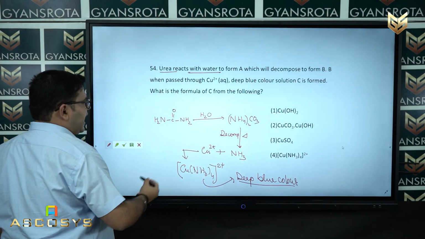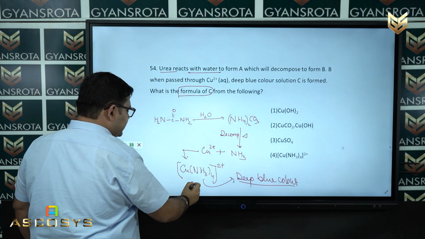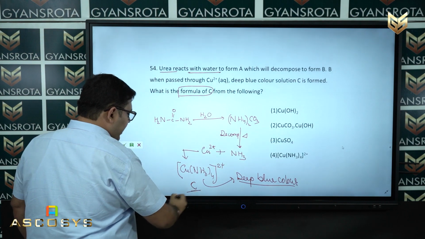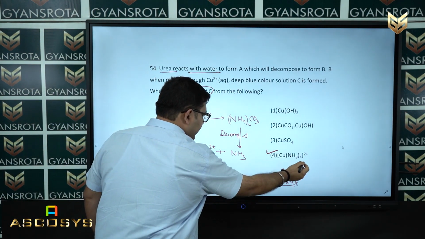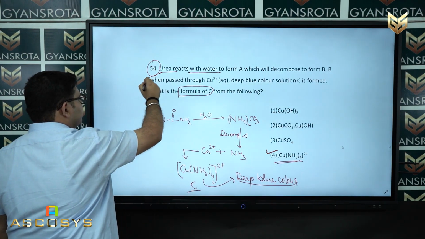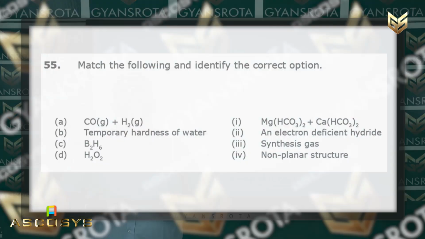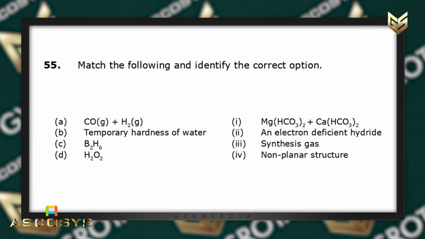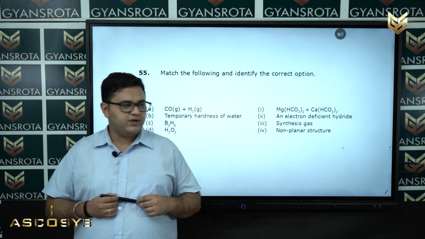So, in question they ask you what is the formula of C, and C is nothing but this, and if you see among the options, option number 4 will be the correct answer of your question number 54. So, now we are moving to the next question, that is question number 55. So, question number 55 is on your screen. Match the following and identify the correct option. So, now we are moving to the solution part.